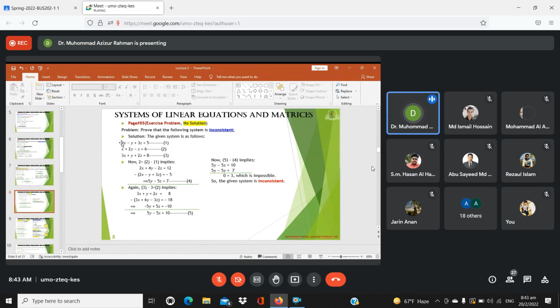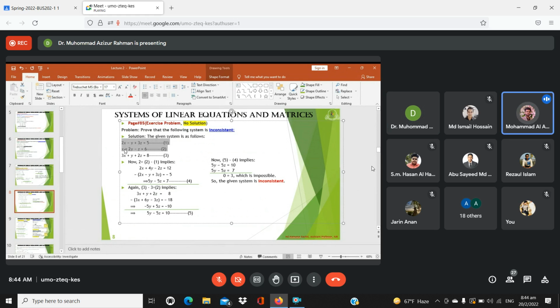Now, since there are three equations and three variables, we need to eliminate one of the variables first. You can choose any two equations first. For example, I will choose equation 2 and equation 1, and we'll eliminate x. What should we do if we want to eliminate x from equation 1 and 2? Multiply equation 2 by 2.